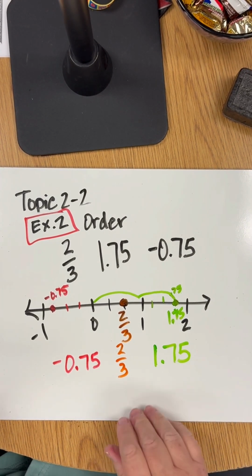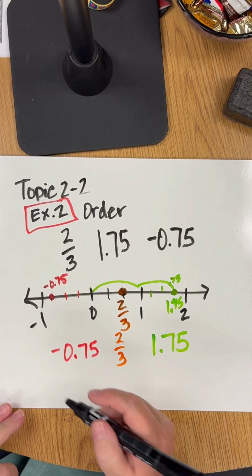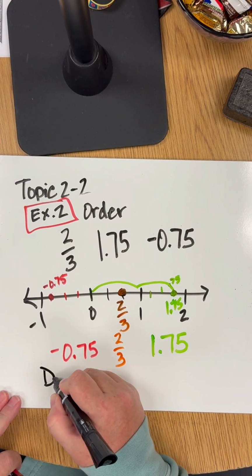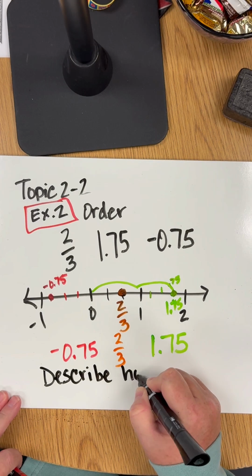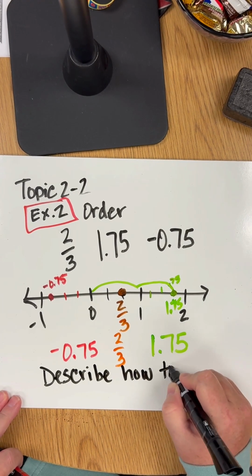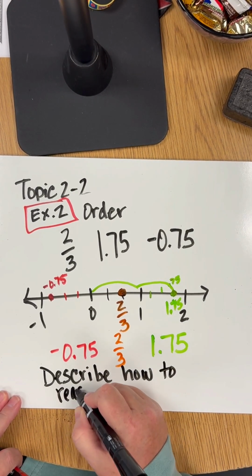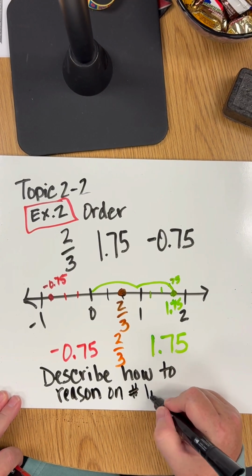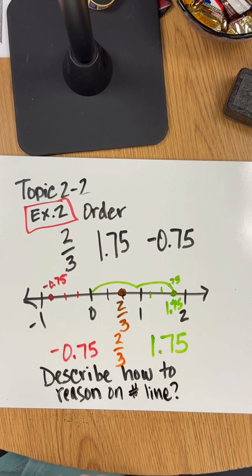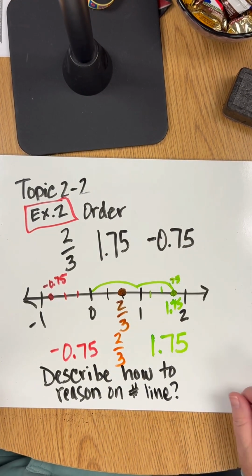Okay, so in your comp book, tell me how you describe how to reason on a number line. What are you looking for when you decide how to put things on? Just write a quick little summary. And if you want to use these as examples, you can.